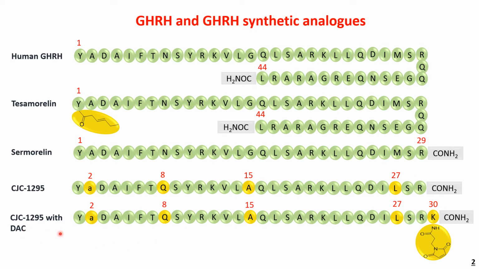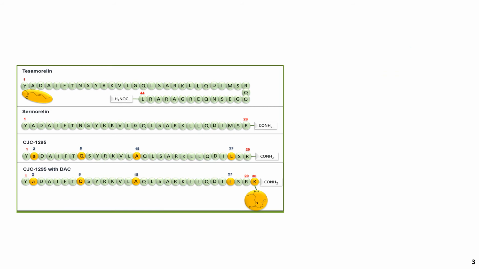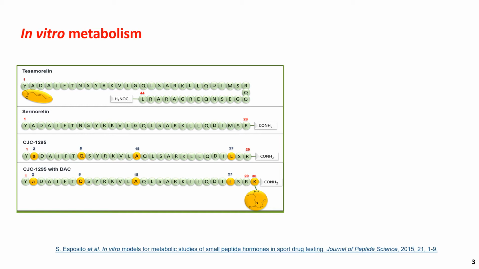CJC-1295 with drug affinity complex, compared to the previous one, has an additional lysine in position 30, conjugated to maleimidopropionamide in C-terminal. As mentioned, we decided to look at metabolites. So we performed an in vitro study following the described protocol by the Belgian laboratory cited below, which is an accepted approach for in vitro drugs metabolism.